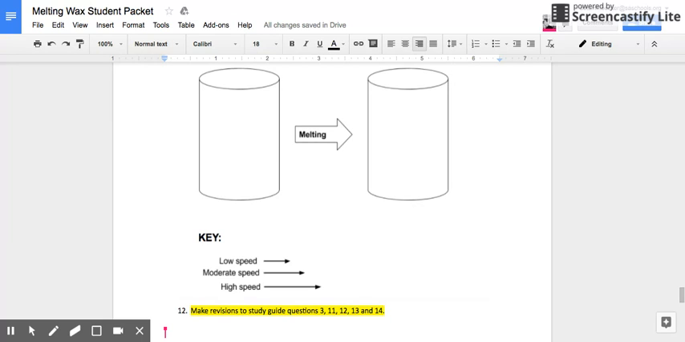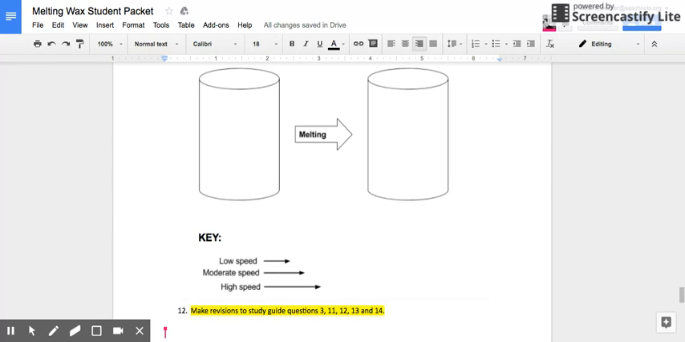You need to draw the molecules themselves, and then you need to include these arrows here to reflect the speed at which molecules are moving as a solid and the speed at which they're moving as a liquid. So what you see is you have a short arrow. This indicates that molecules are moving at a low speed. You have a medium length arrow, which indicates that molecules are moving at a moderate speed, and then you have a long arrow, which indicates that molecules are moving at a very high speed.